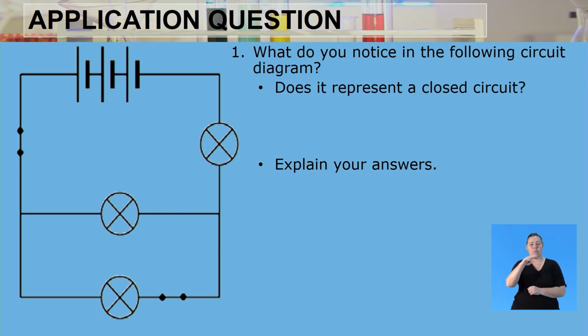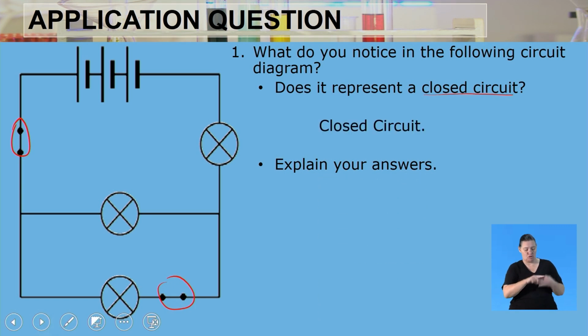It says, what do you notice in the following circuit diagram? On this diagram given to us here, what do we notice? Does it represent a closed circuit or does it represent an open circuit? We need to know what is meant by closed or open. Remember, if it's open, the switch needs to be open to show the disconnection between the 2 wires. Because here, there is no disconnection on our 2 switches, this is going to show a closed circuit. Yes, it shows a closed circuit.